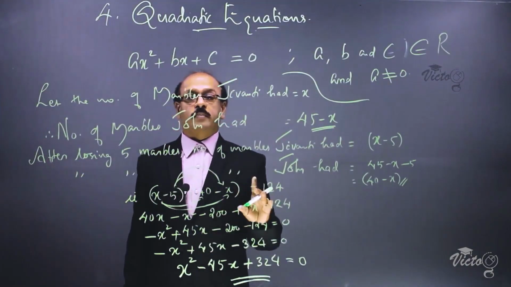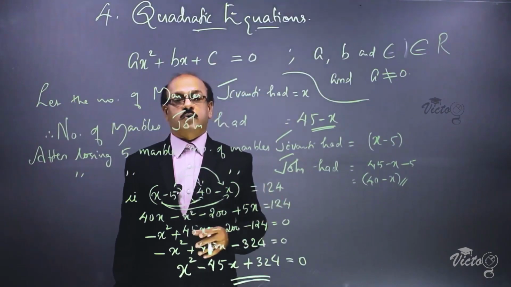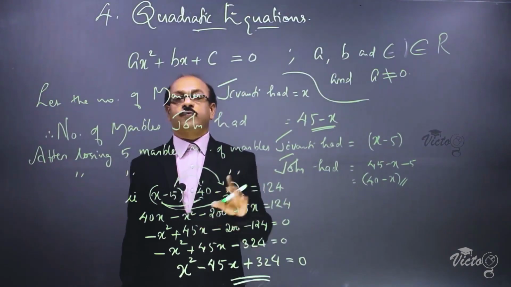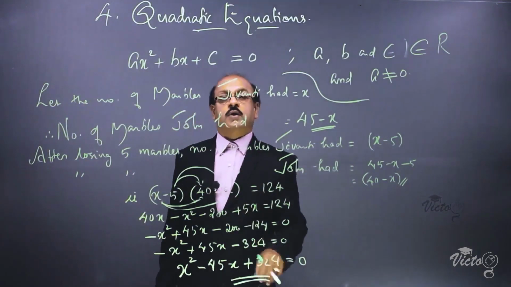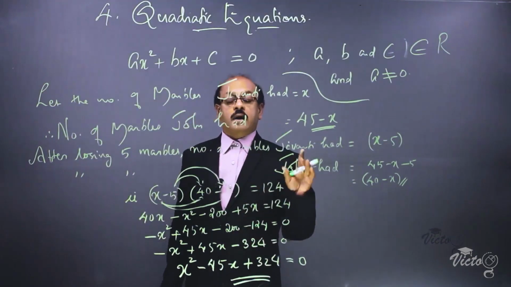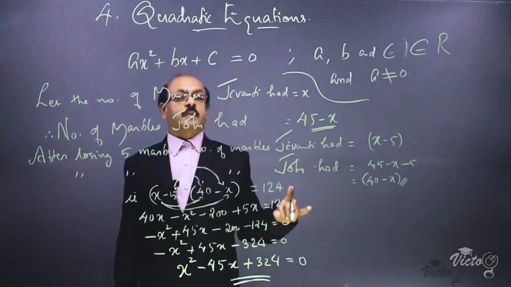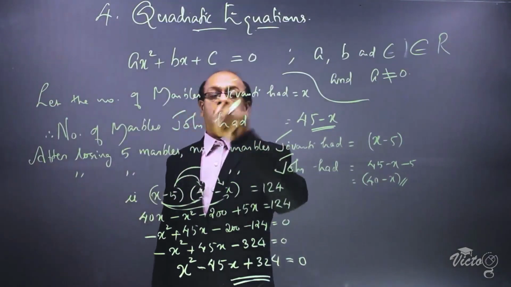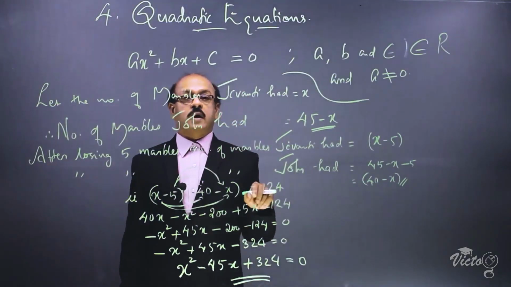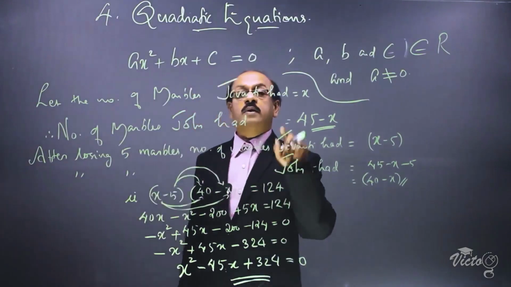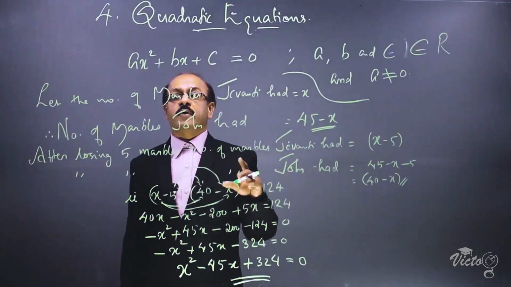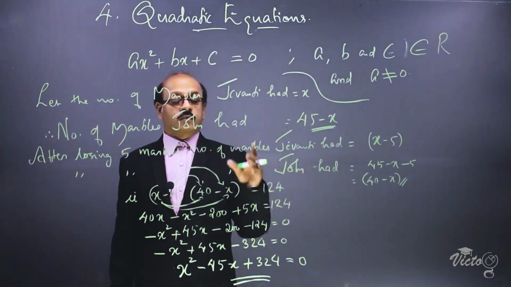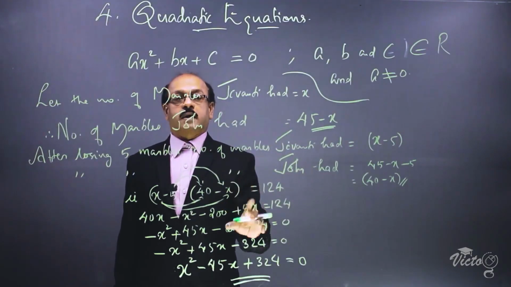Now we have framed the second degree equation. This is the first part of this chapter. In the second part, we will solve this quadratic equation and find the value of x, that means the number of marbles Jivanti had. From that, we have to find out the number of marbles John had also. That we will do in the second part, solving of quadratic equations. So we can stop this part here.